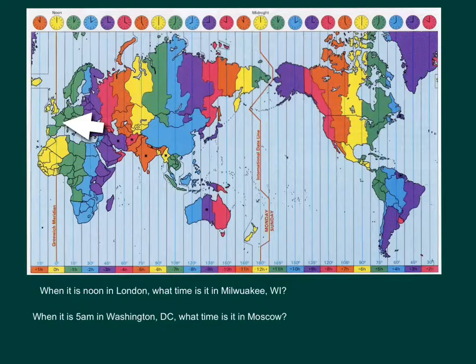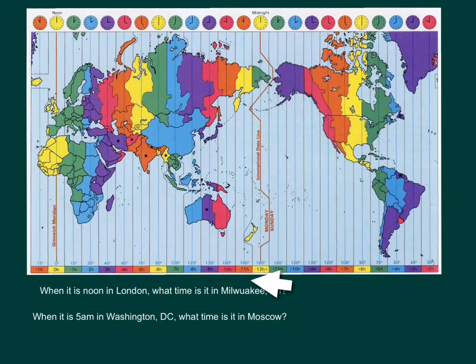So let's do some practice. This is a standard kind of time zone map that you might use. Notice that the time zones are all color coordinated, and while the lines don't go straight, the color does. So this green time zone, whatever time it is in any of these green areas, is the same time. These blue areas are going to be an hour difference, and they're going to follow this blue time zone.